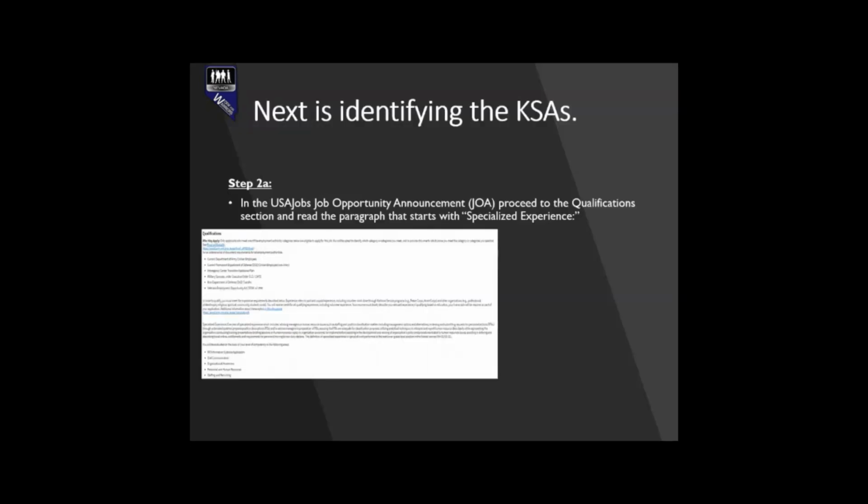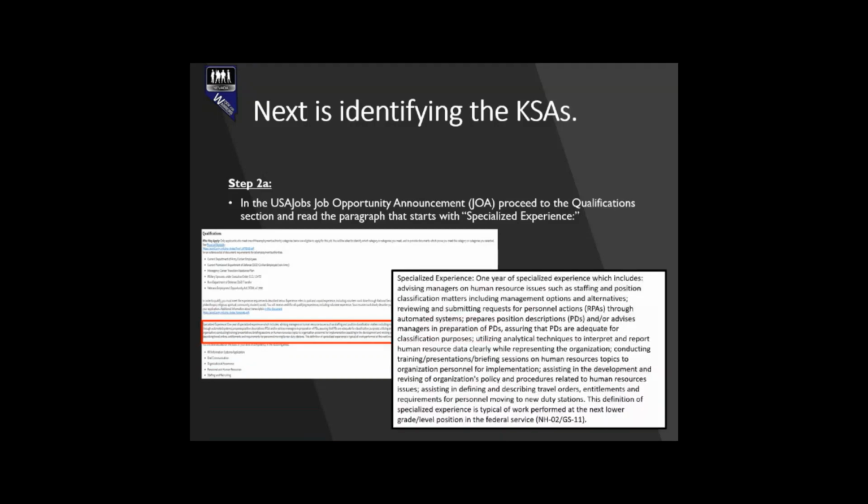Next, we're going to have to identify those KSAs. If you remember from the first example, those capitalized phrases in the beginning of the paragraph, we're going to have to identify, and we're also going to have to identify the specialized experience you have to talk about and address under each one of those KSAs. So if we go to the USA Jobs job opportunity announcement, which is the job you selected before you started this process, you'll go down to the qualification section and read the paragraph that starts with specialized experience. Once you see that, you'll see where it breaks down what kind of experience you need to have in order to qualify for the position.